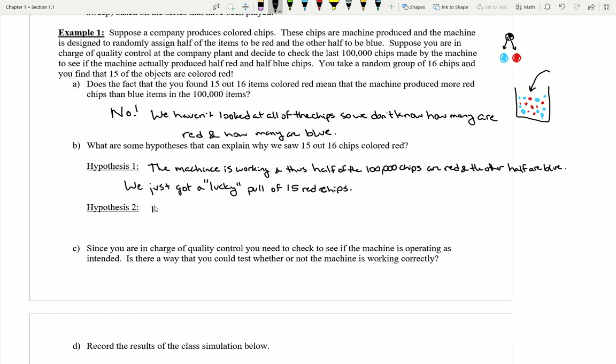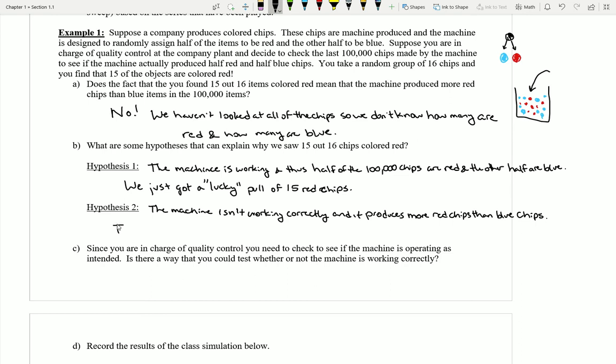We could also say something like, the machine isn't working correctly, and it produces more red chips than blue chips. Notice, doesn't this begin to possibly explain why we got more reds? If there were more red chips produced by the machine, that is, there are more red chips in the bin, then it wouldn't be as surprising to make a pull that got us 15 red chips out of 16.